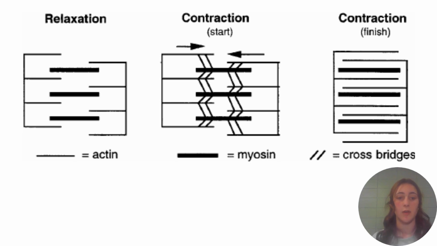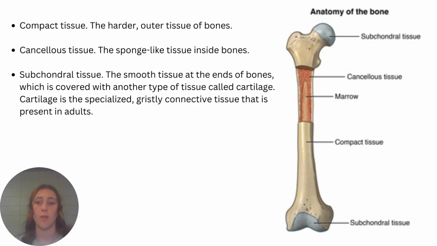Moving on from muscle anatomy and physiology, let's begin to talk about bone. The bone is actually made up of 3 different types of living tissue. Those types are compact tissue, which is the hard outside tissue of a bone, the cancellous tissue, which is sponge-like tissue inside of the bone, and subchondral tissue, which is smooth tissue located at either end of the bone, covered with cartilage. Cartilage is a specialized connective tissue that is present in adults. It is also the tissue from which most bones develop in children.